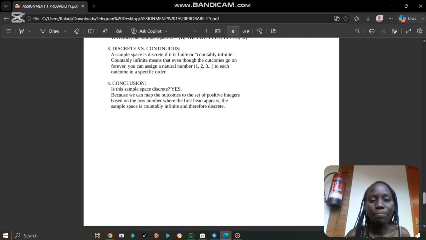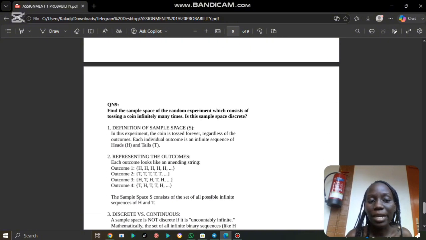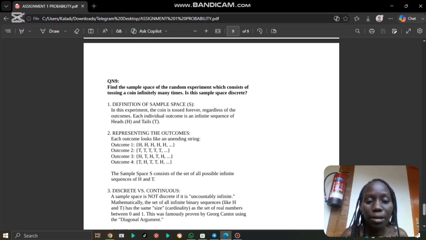Now for number 9. Number 9 is similar to number 8. It asks us to find a sample space of the random experiment which consists of tossing a coin infinitely many times. And then, is the sample space discrete or not? Here we do the same thing, just that the coin is tossed forever. For example, the first outcome can be heads alone. For the second outcome, it can be tails alone. For the third outcome, it can be heads, tails. For the fourth outcome, it can be tails, heads.